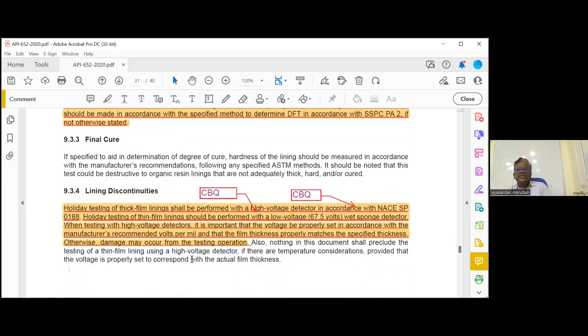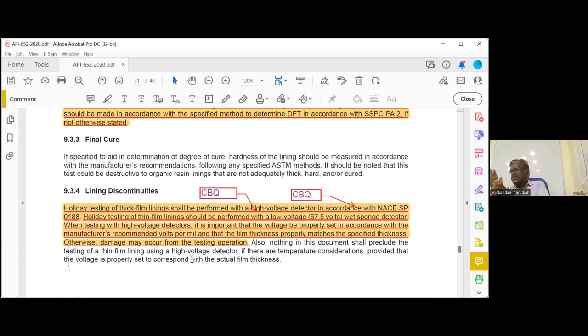Then lining discontinuities. When you are checking thin film lining with the holiday test, we have to use 67.5 volts. That is specified. What is the voltage for thin film lining? It is 67.5. For thick film lining, you should use a high voltage. But the problem is when you are using very high voltage, see what will happen.